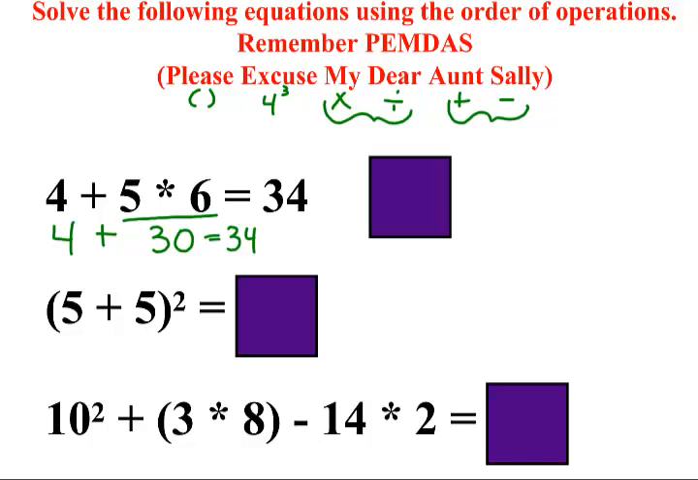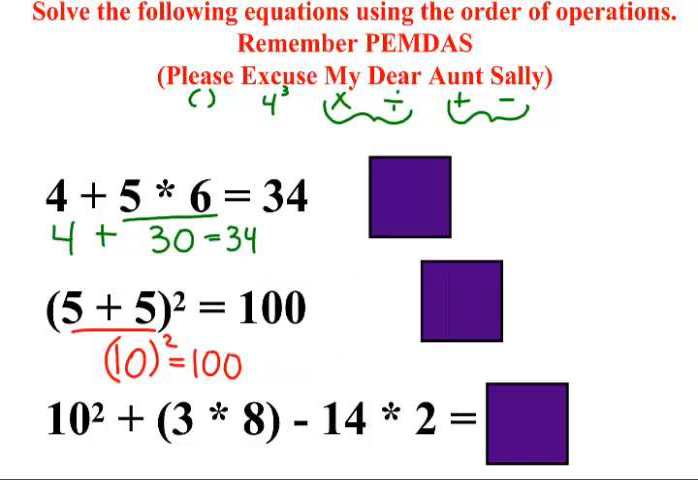Let's look at the second example. First, we have to think about P for parentheses. In this case, we do have parentheses, 5 plus 5. So we have 5 plus 5 is 10. And you can put the parentheses around it still if you need to. And then 10 to the second power. And remember, that means 10 times 10, not 10 times 2. And that does equal 100.